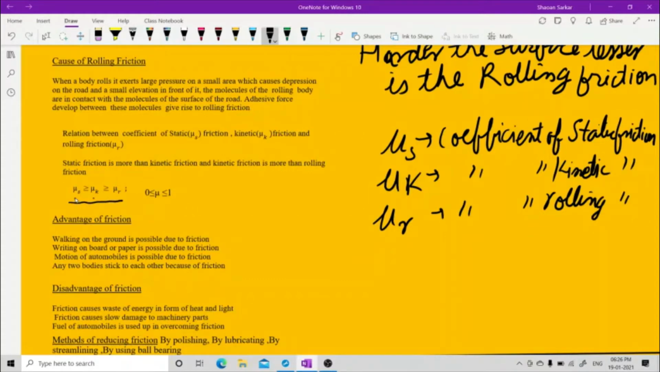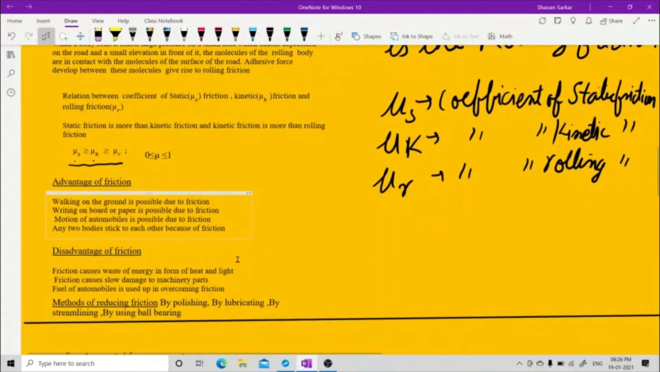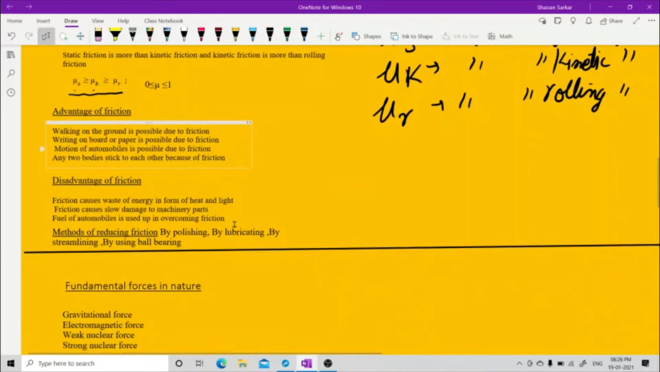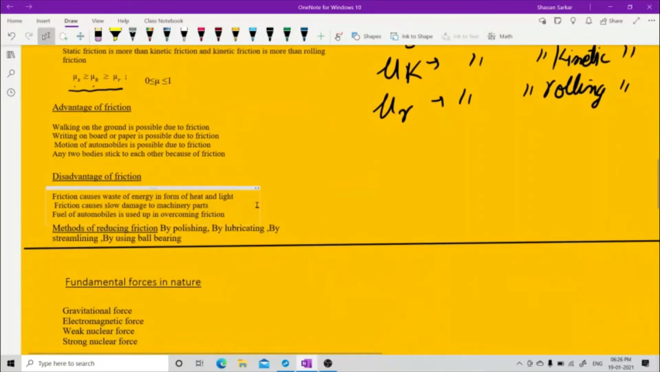Now, advantages of friction, very well, in elementary classes you have already read this, so I'm hardly going to discuss it. You can stop the video and write this down, the advantages and disadvantages of friction. Disadvantages of friction: wear, tear, heat, light, damage to mechanical parts, and all this stuff. Methods of reducing friction, which you have been reading from, I don't know, class 6th or 7th: by polishing, by lubricating, by streamlining, by using ball bearings and all that.